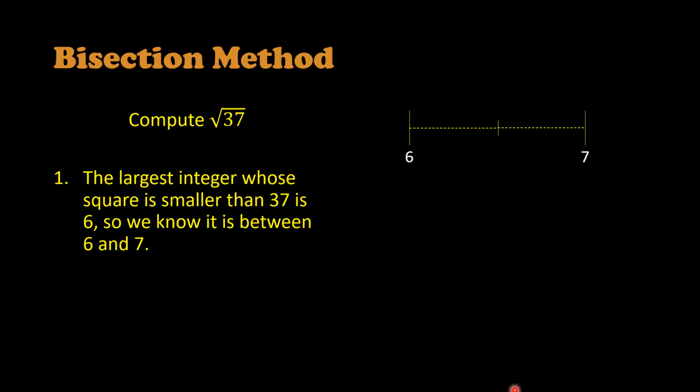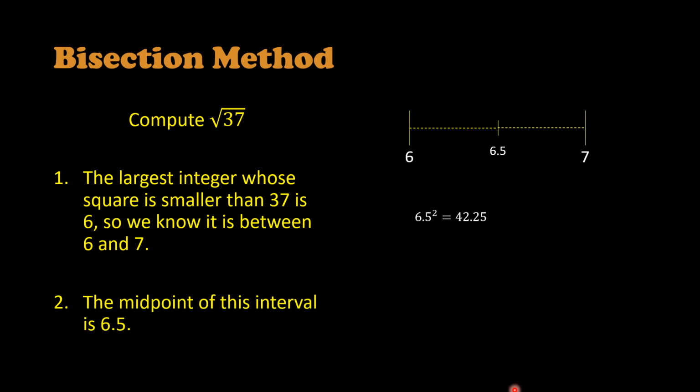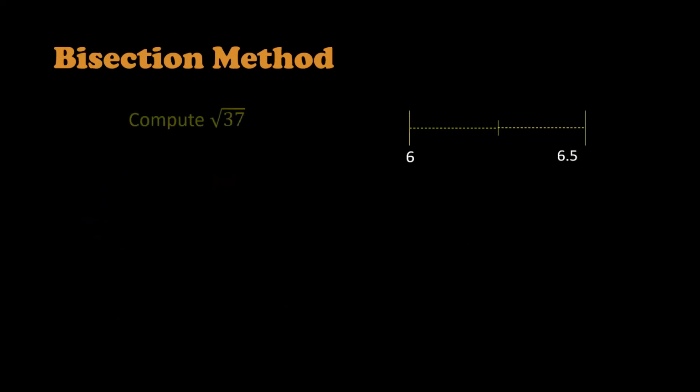Cool. Now, what the bisection method does is we just find the midpoint of the interval, so 6.5. And then we check to see what side of 6.5 the square root of 37 is. So if we square 6.5, we end up with a number that's bigger than 37. Okay, so that means 6.5 is too big. So that means that the square root of 37 is somewhere in between 6 and 6.5 here, right? 6.5 is to the right of the square root of 37. Okay, so then, zoom in.